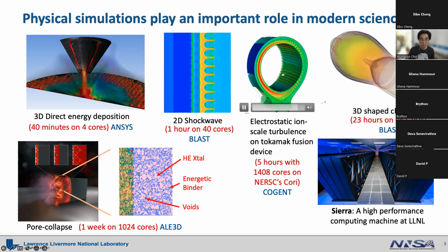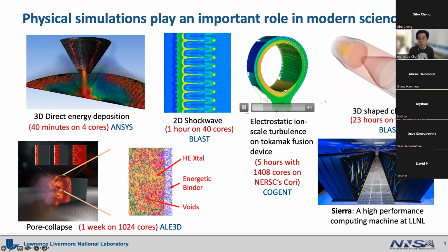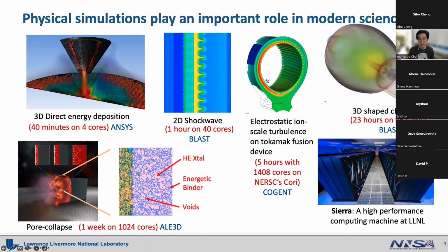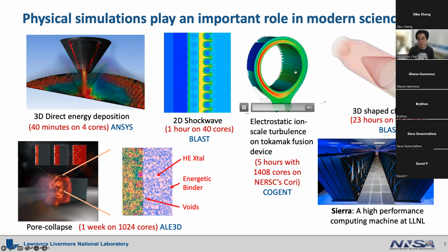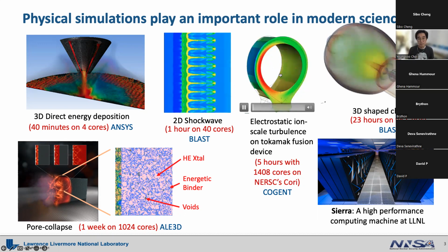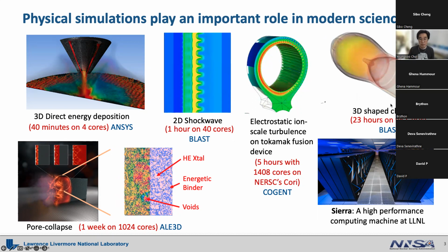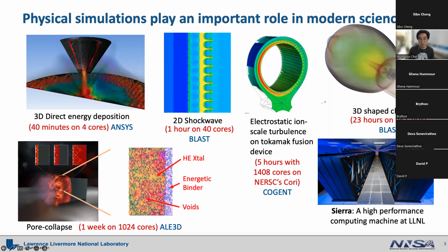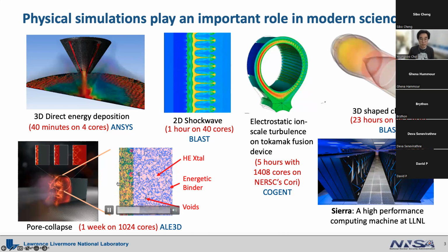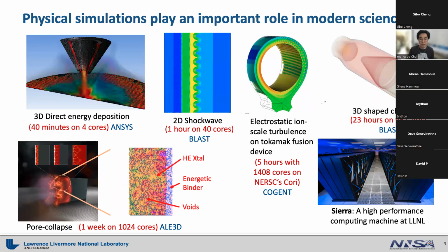And then the electrostatic ion scale turbulence simulation on tokamak fusion device, which is simulated by the production code COGENT, developed at Lawrence Livermore National Lab, is important from the plasma physics point of view. And also the multi-physics simulation such as 3D shaped charge is important for national security applications. And the pole collapse simulation you are seeing here is essential to understand the high explosive physics.